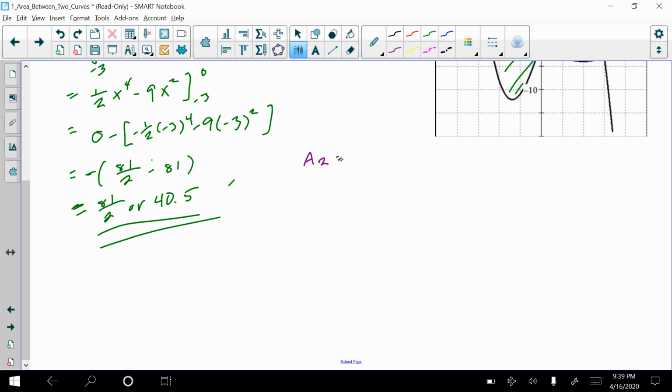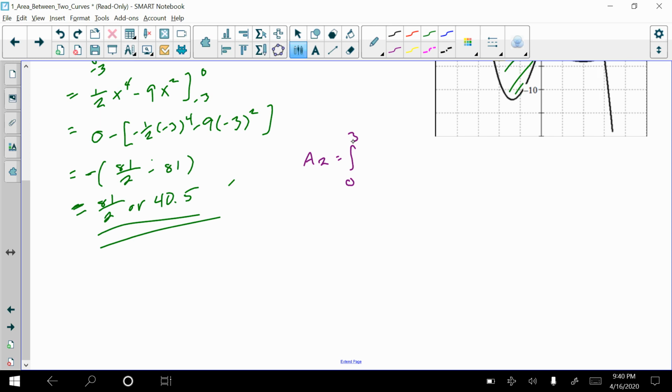Same idea. We're going to take the integral, and in this case, the integral is going to go from 0 to positive 3.